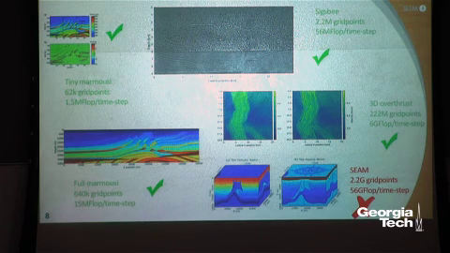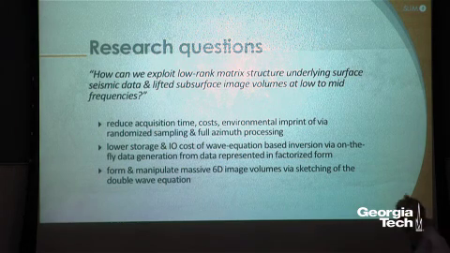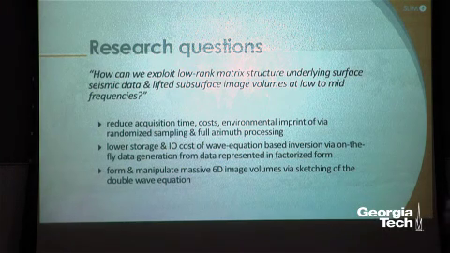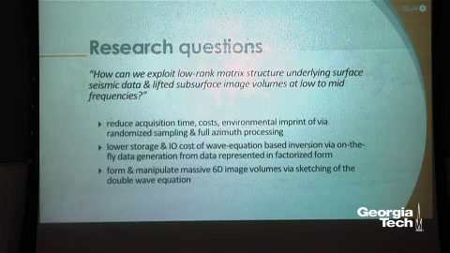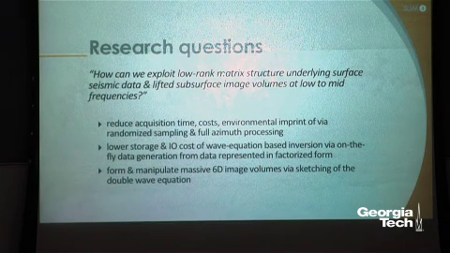Okay. So that was just, so now let's go to the research topic for today. And I will speak specifically today about how we can exploit low-rank matrix structure that underlies the data.